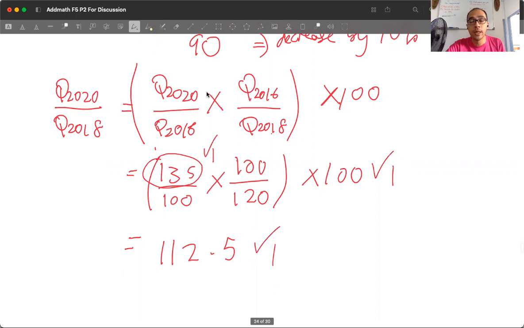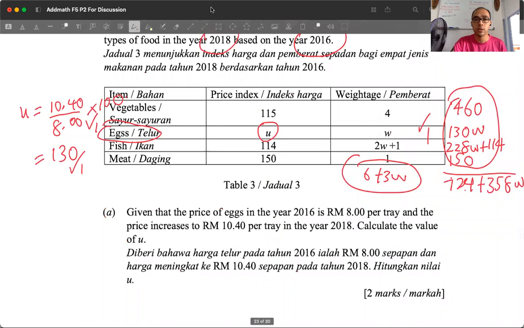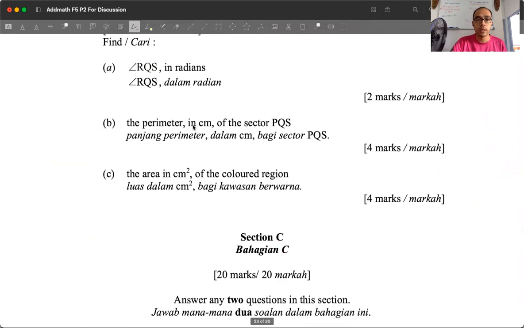the last part of the index number question. Okay, so let's take a look at the next question now. Once this indices question is over, let's take a look at the next question, since there's no questions anybody asking.